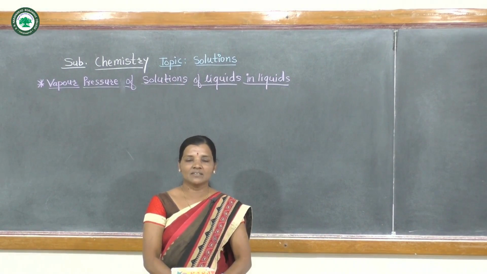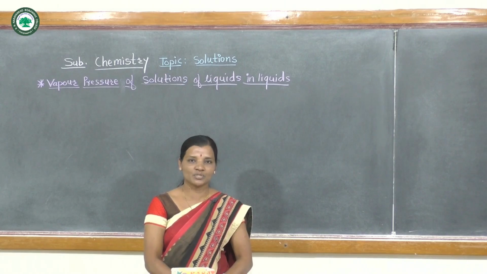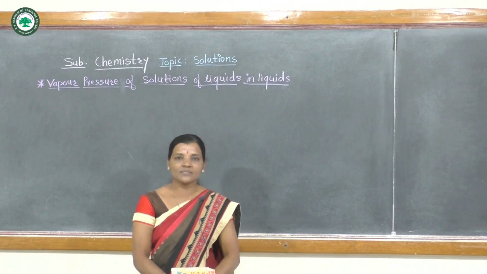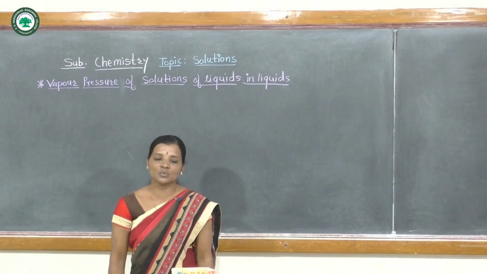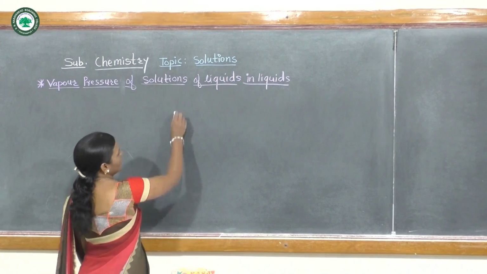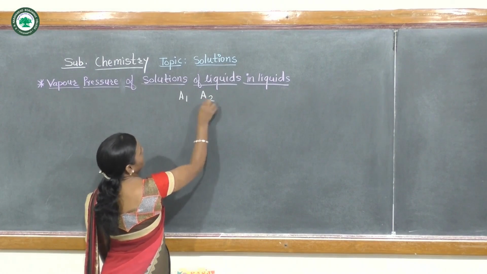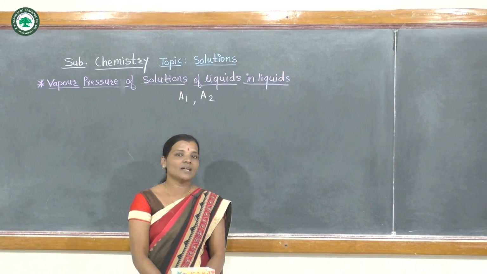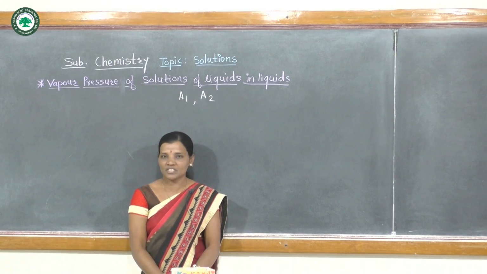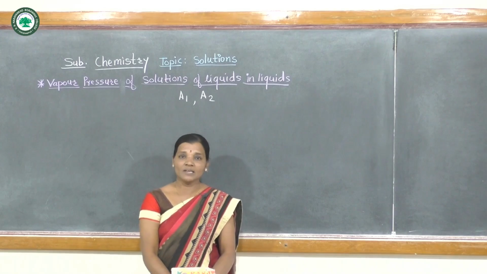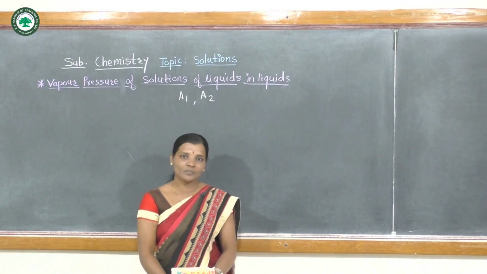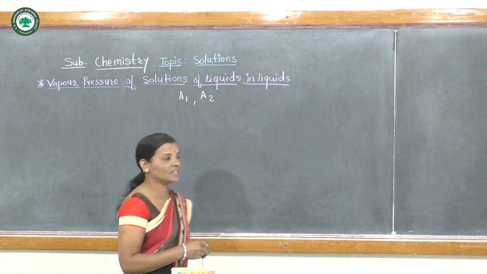Today we are going to see the concept of vapor pressures of solutions of liquids in liquids from the topic solution. Now let us see first, consider a binary solution which contains two volatile liquids A1 and A2 respectively. Now, if both these volatile liquids are kept in a closed container, then both the liquids undergo vaporization because both are volatile in nature. Then, at one stage, there exists an equilibrium between vapors and liquid state.